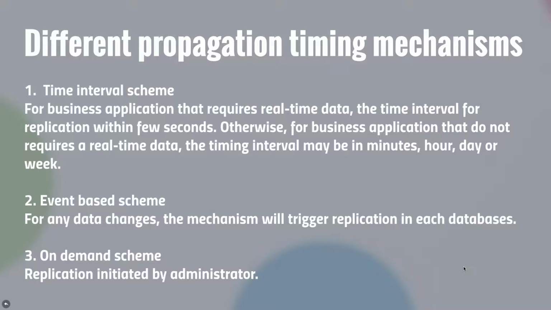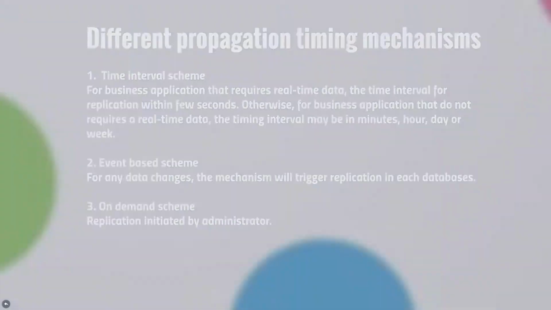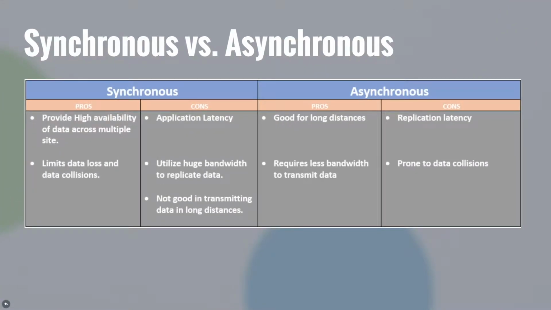Okay. Knowing the differences of both types of replication, let's summarize each type with its pros and cons. Synchronous replication will provide a higher availability of data across applications. At the same time, it limits or avoids data loss and collision.